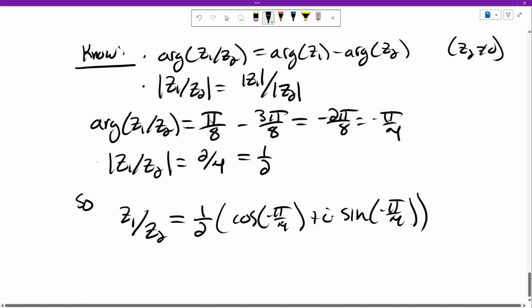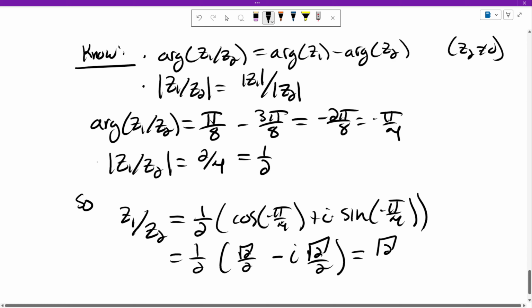And again, we can leave it like this if we want to, or we can compute these values. These are special angles. This is actually going to be a negative, because sine of negative pi over 4 is negative root 2 over 2. And then if we're going to plug that in, we might as well multiply the 1/2 into both sides. So here's our difference, or our division.